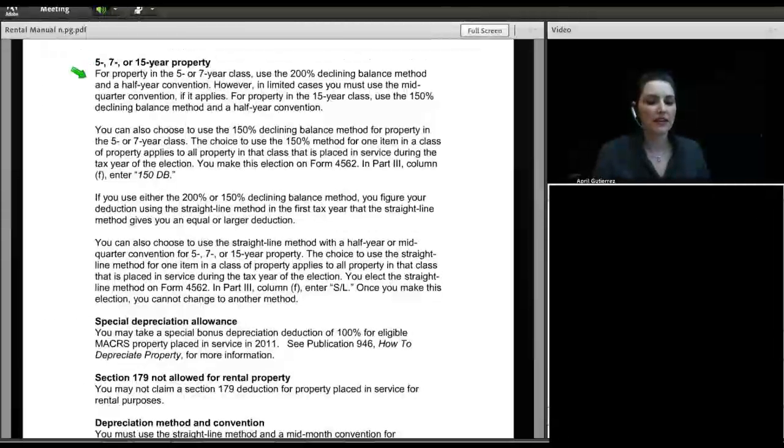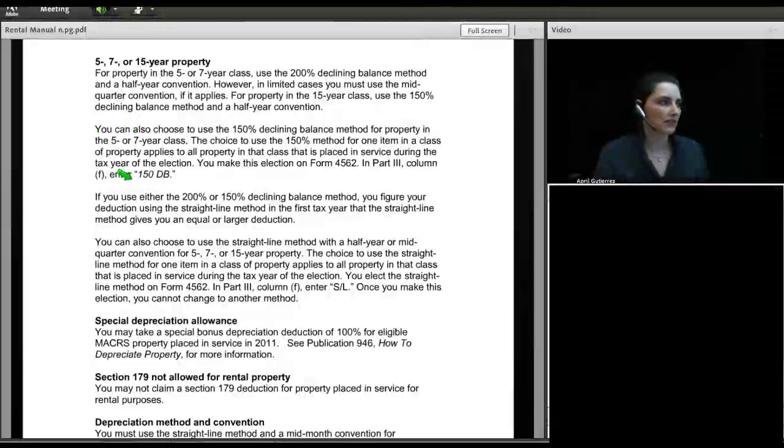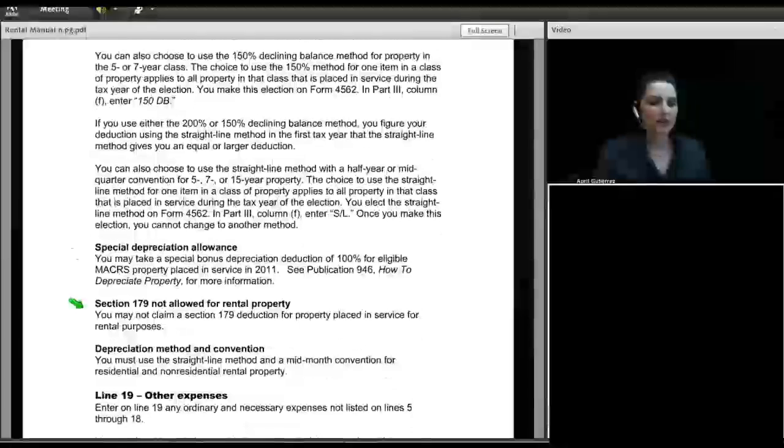For property in the 5, 7, or 15-year class, actually 5 or 7-year class, you use 200% declining balance. And if it's in the 15-year class, you use 150% declining balance. But for property that is in the 5 or 7-year class, you can choose to go 150% declining balance. So MACRS accelerated depreciation is allowed on rental property. 5 and 7-year property used for rental purposes normally goes double declining balance, or 200% declining balance. You can choose to go 150% declining balance instead. And then if it is 15-year property, it automatically falls under the 150% declining balance method.